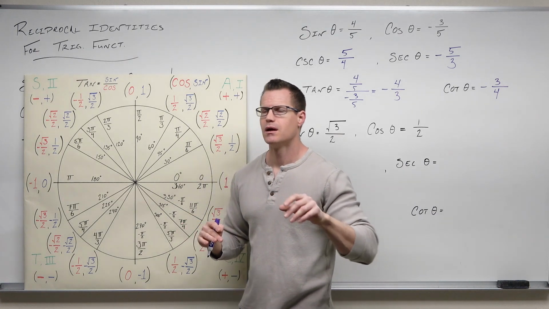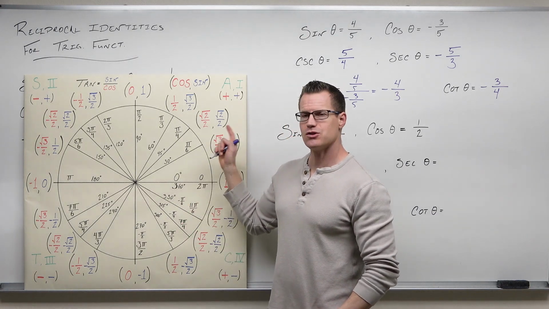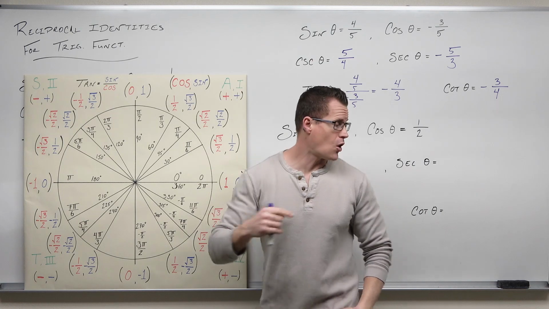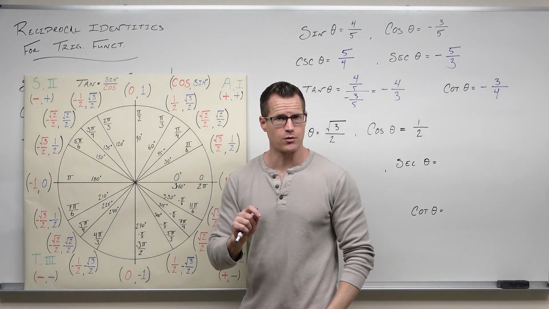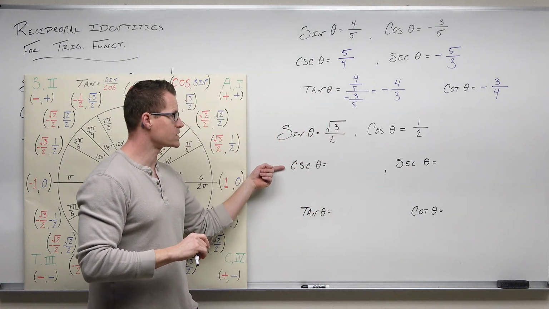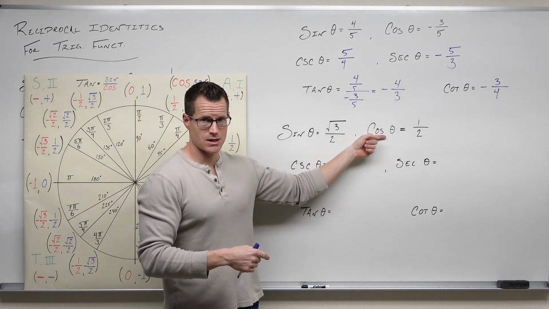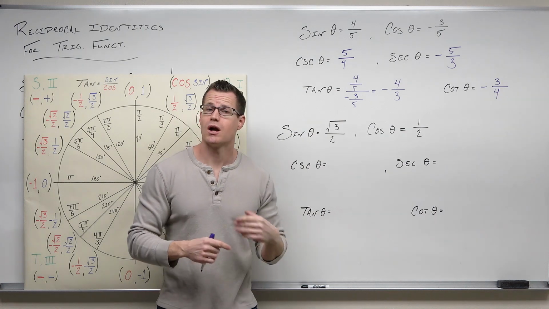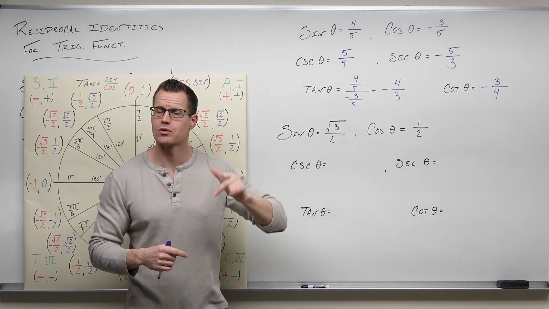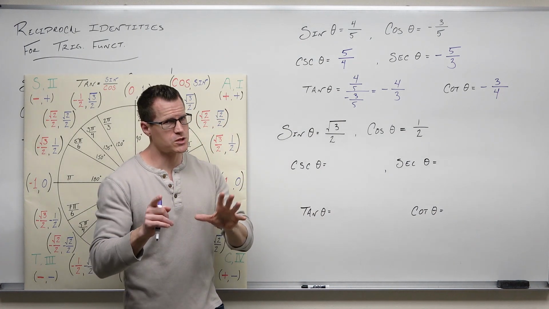What's that tell us? Well, that tells us that tangent is also going to be positive. All of our trig functions should therefore be positive. Remember that cosecant has the same sign as sine. Secant, same sign as cosine. Tangent and cotangent also have to have the same sign because reciprocals do not change signs. I hope you're sticking with me.